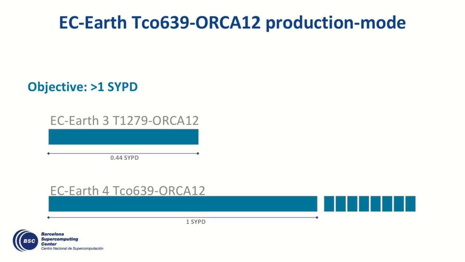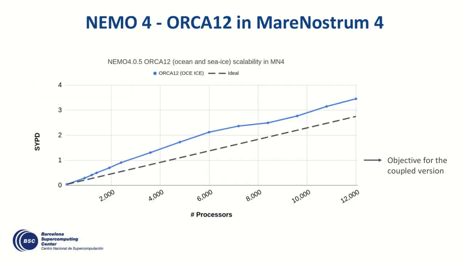And to visually represent the challenge in this project, at the top, this is the speed-up that we were getting with the first version of the configuration, almost half a year per day. And this is what we are trying to get in this new project, one year per day. So we try to double the speed and even beyond that.